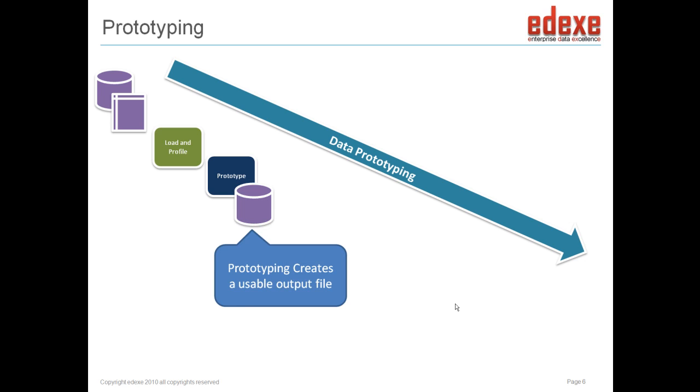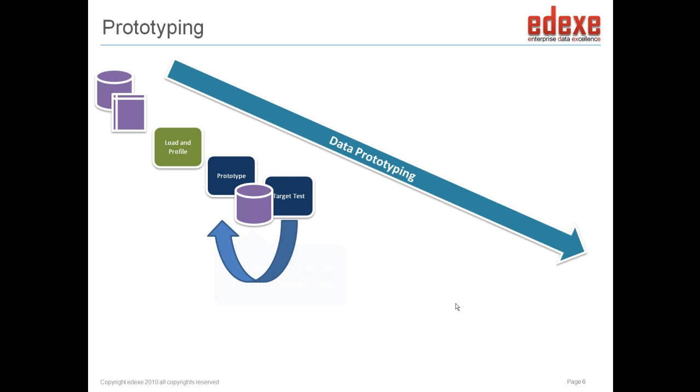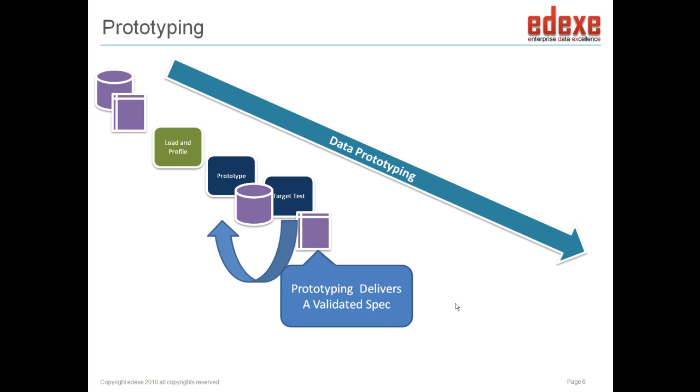The output file, which is created from the prototyping stage, can then be loaded into the target system where the users get the opportunity to test it in situ and check that it works in both form and function. Now there may be iterations at this stage. However, once the users are happy, we can create a development specification. This matches exactly the rules used to prototype the data, and we can begin coding.